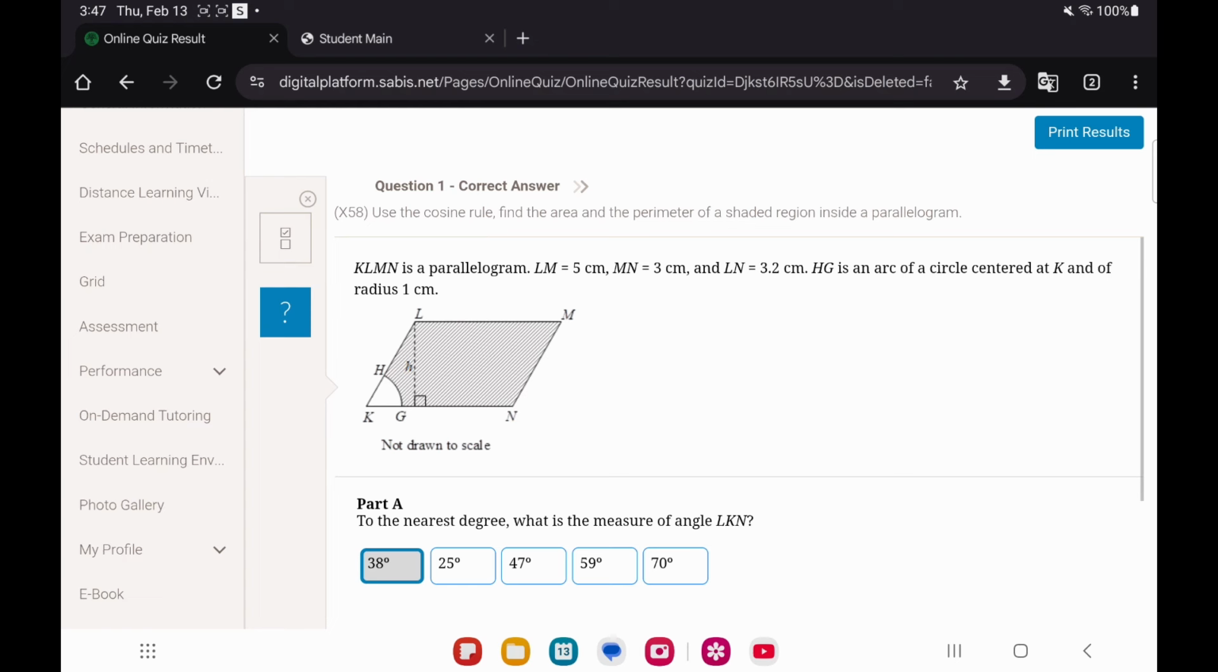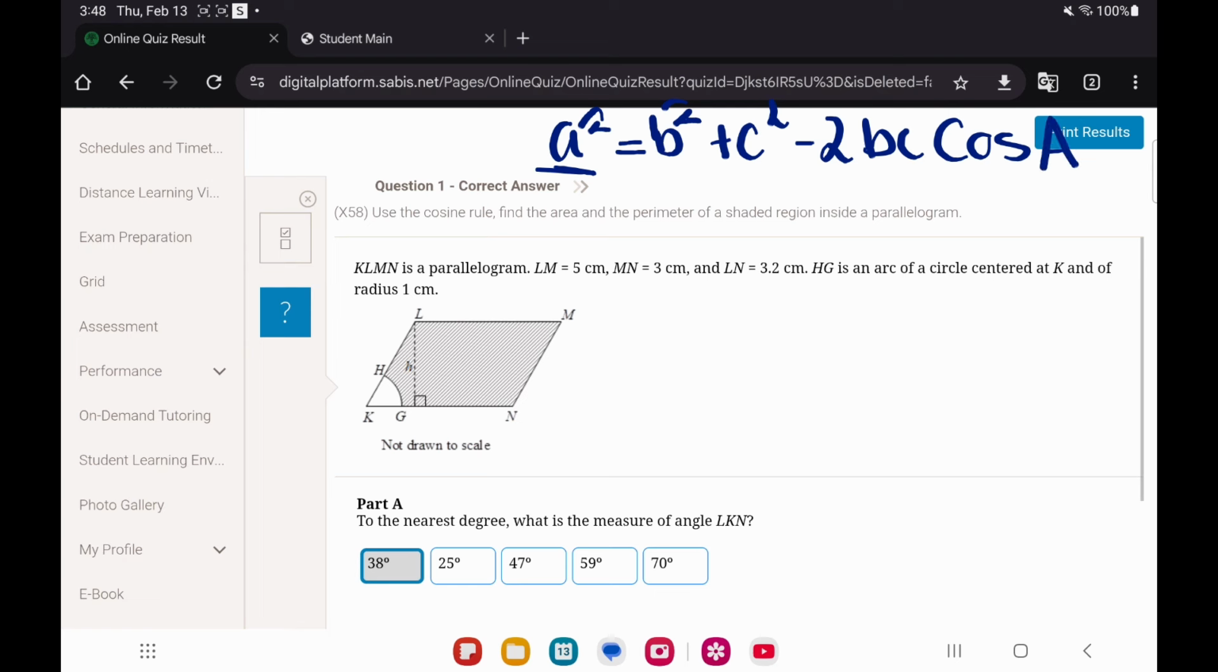Okay, so the basic one is, any side will use A, so A squared equals B squared, another side, plus C squared minus 2BC cosine of whatever angle you put there. So cosine A. Okay, so that's the basic rule that everyone should know.